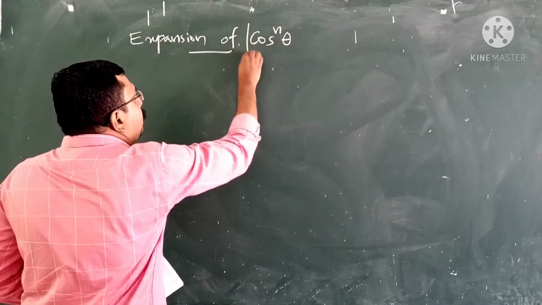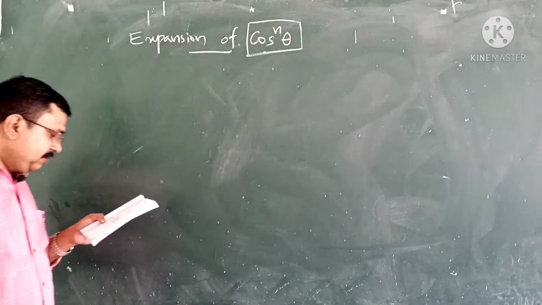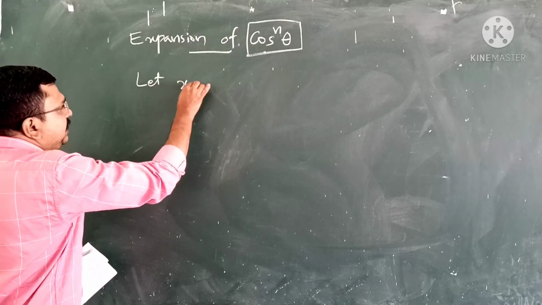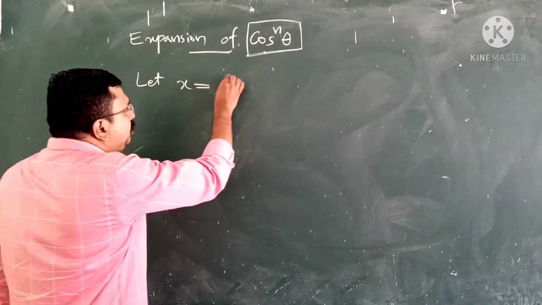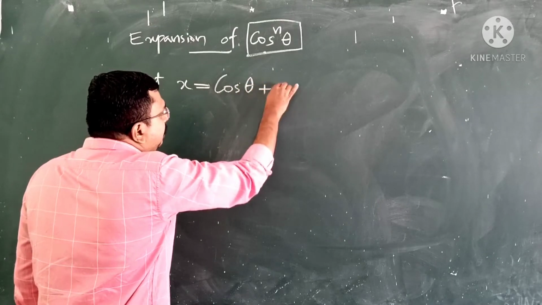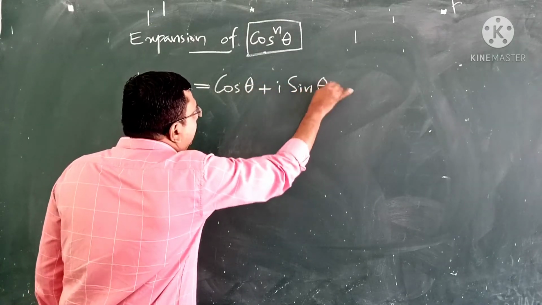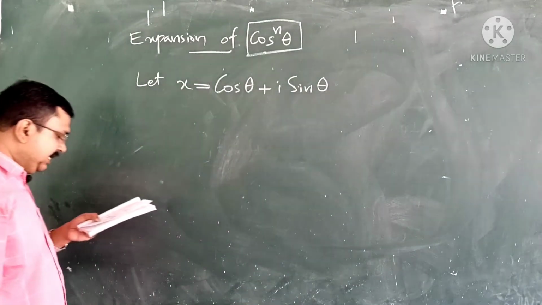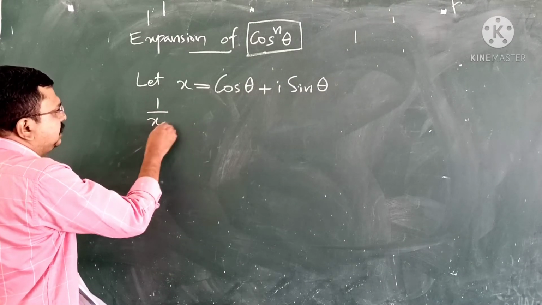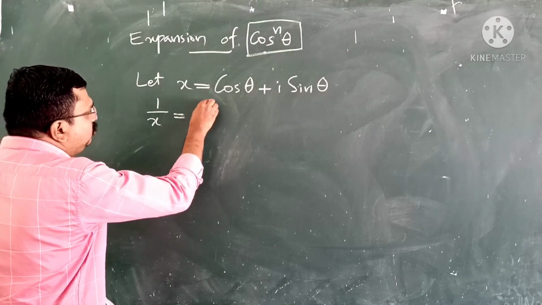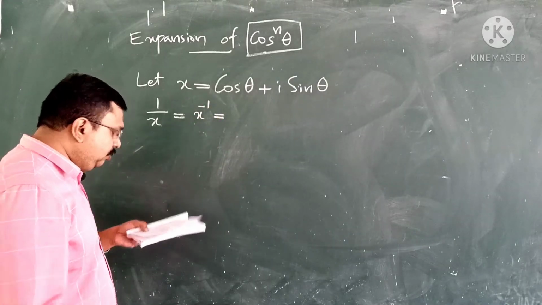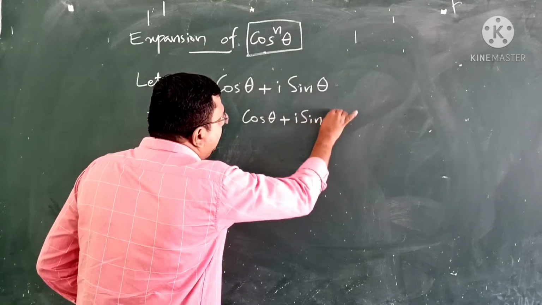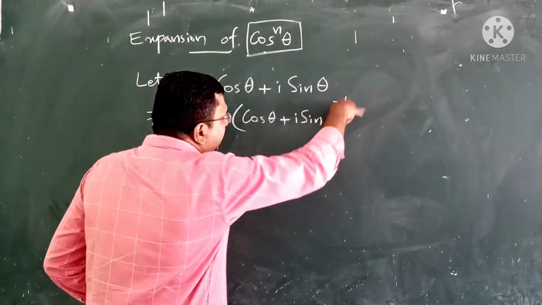Expansion of cos raised to n theta. First, let us suppose that x equals cos theta plus i sin theta. Then 1 by x equals x raised to minus 1, which is equal to (cos theta plus i sin theta) the whole raised to minus 1.